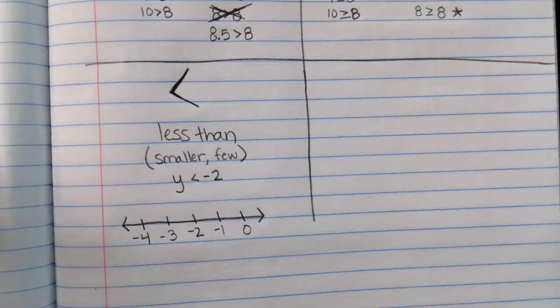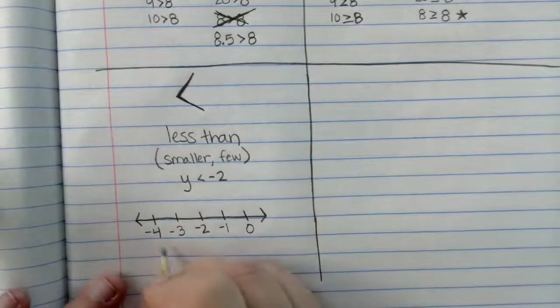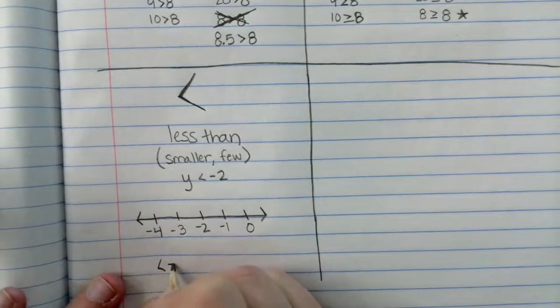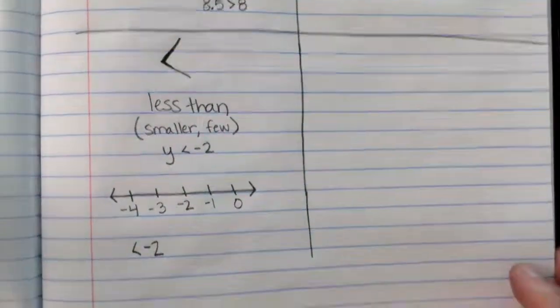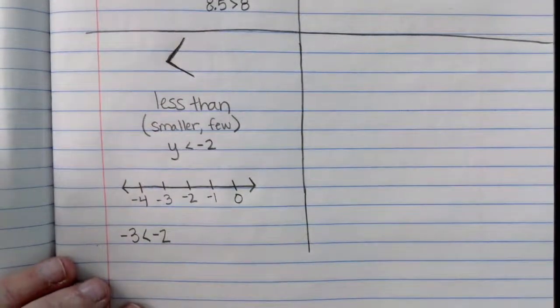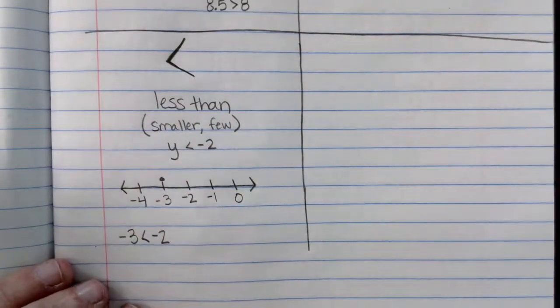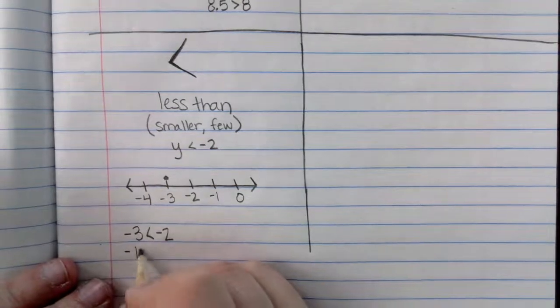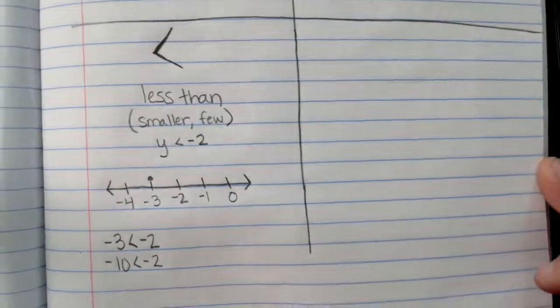All right, but with negatives, we have to really think of things that are smaller. What is smaller than -2? Is -1 smaller than -2? No, -3 is actually smaller than -2. So -3 would work. What about -10? Is -10 smaller than -2? Yeah, because the more negative something has, the smaller it is. So -10 is on that arrow. It's going to keep going to the left.